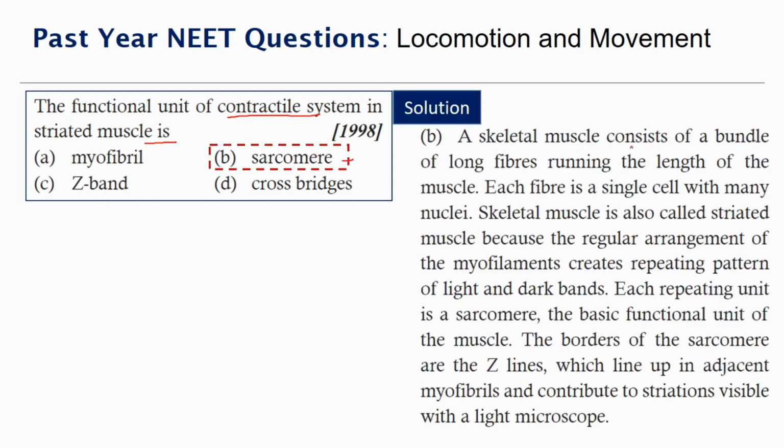A skeletal muscle consists of a bundle of long fibers running along the length of the muscle. Each fiber is a single cell with many nuclei. Skeletal muscle is also called striated muscle because the regular arrangement of myofilaments creates a repeating pattern of light and dark bands. Each repeating unit is a sarcomere, the basic functional unit of the muscle. The borders of the sarcomere are Z-lines, which line up in adjacent myofibrils and contribute to the striations visible with a light microscope. So moving on to the next question.